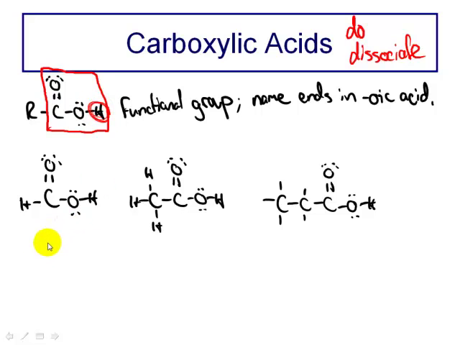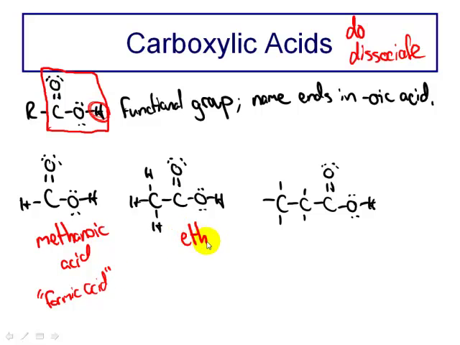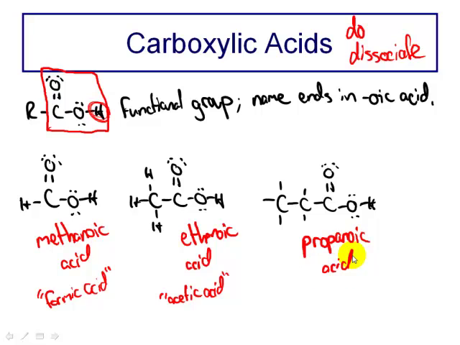If I look at these, I just want to name a couple of these real quick. This guy here is called methanoic acid, also called by the trade name formic acid, which I think I told you guys about. This guy here is called ethanoic acid, also known as acetic acid. And then over here, because this guy's got 3 carbons in the chain, we call that baby propanoic acid.